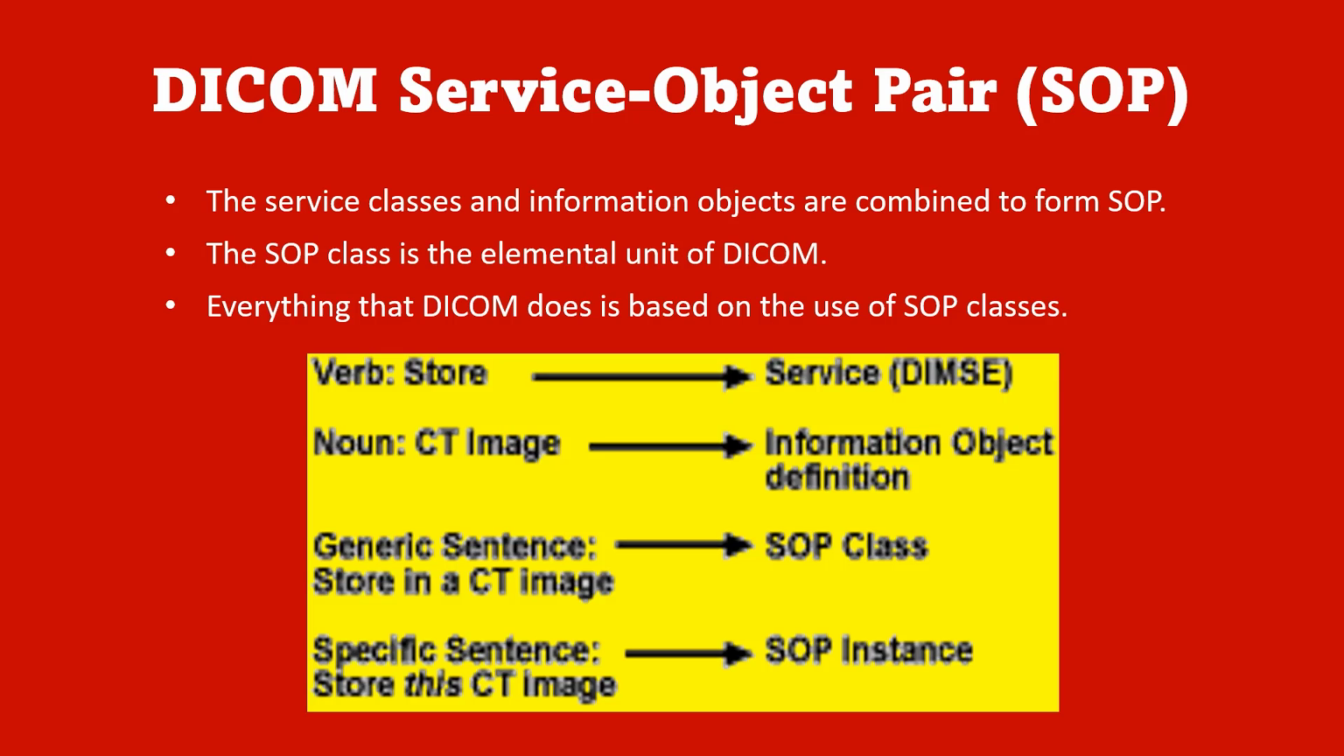Now let's see how we use the different DIMC services and what we use them with. Here is a graphic which shows the SOP or the DICOM service pair, and what we're looking at is the service DIMC is being store what? The CT, information object definition. The generic sentence would be, or the SOP class, store in a CT, and the specific instance would be store this image in the CT.